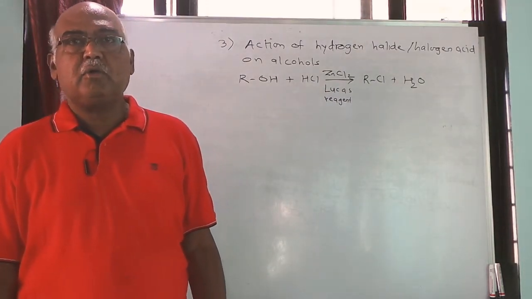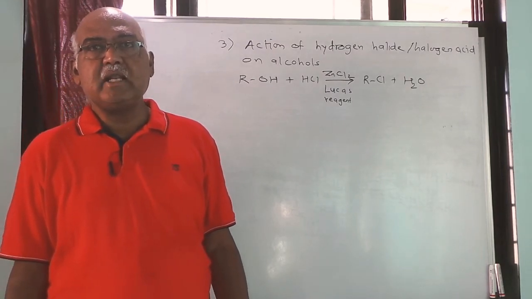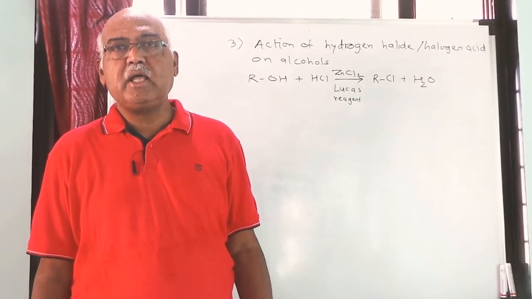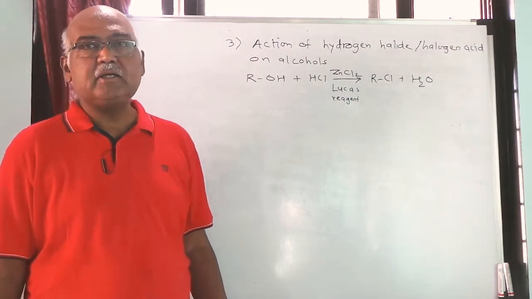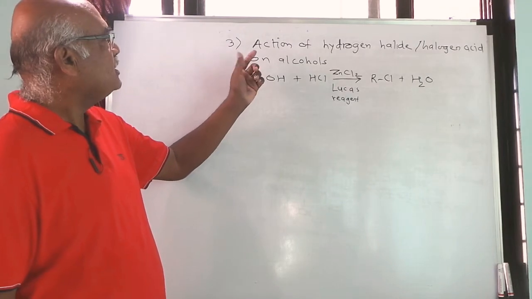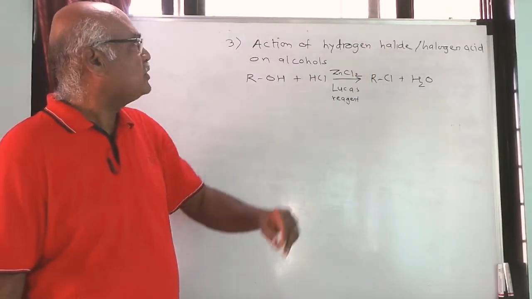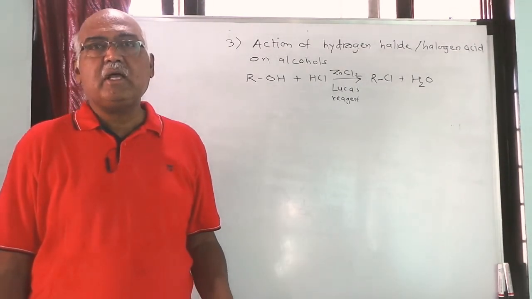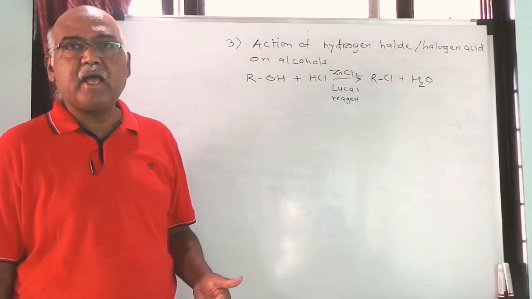In today's lecture we are going to see how these alkyl halides are prepared from alcohols. We don't have the topic alcohols in the 11th standard, so this will be a totally new method for the preparation of alkyl halides, and the name of the method is by action of hydrogen halide or halogen acid on alcohols. In my previous lecture I have told you the difference between hydrogen halide and halogen acid.